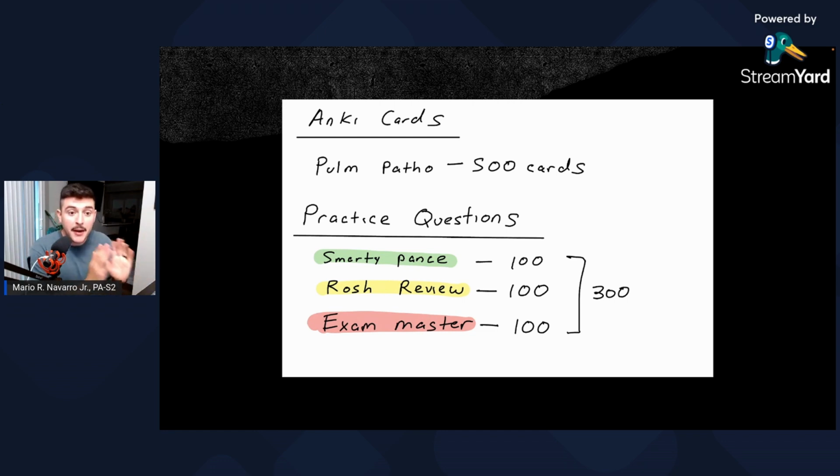And then I go into my practice question banks and I figure out how many practice questions I have access to. So hypothetically speaking, for Smarty Pants, I would have 100. For Rosh Review, I would have 100. And for Exam Master, I would have 100. A total of 300 practice questions. So I have to get through 500 Anki cards and 300 multiple choice practice questions. And so now that I have an idea of my workload, this is what I would do.